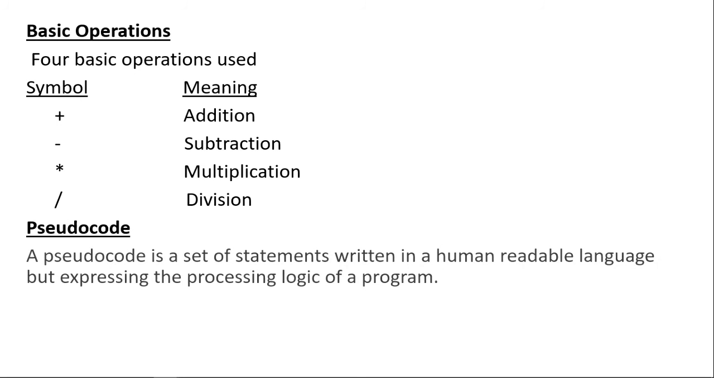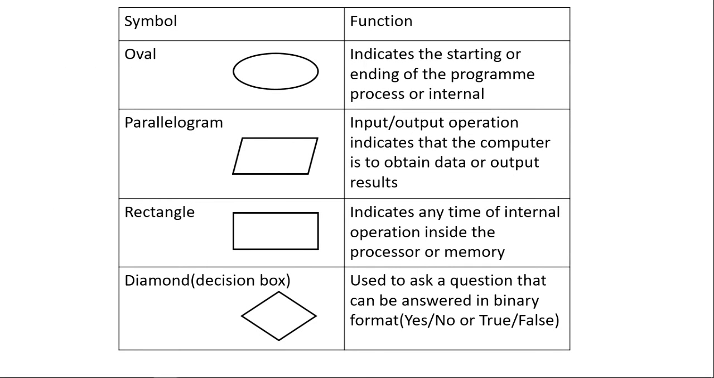Pseudocode. A pseudocode is a set of statements written in a human-readable language, but expressing the processing logic of a program. Then we have symbols and the functions. The oval symbol indicates the starting or ending of the program, process, or internal program. A parallelogram. The function of the parallelogram is input-output operation; it indicates that the computer is to obtain data or output results.